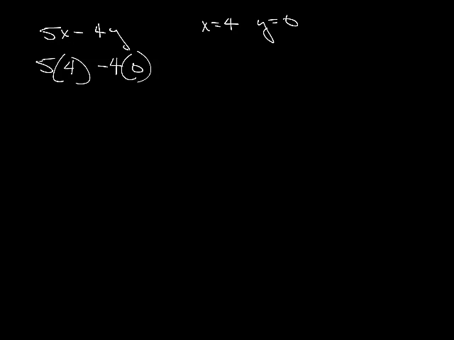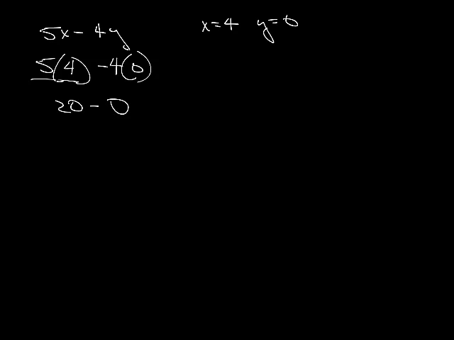Alright, so let's look at example 28. They give us one with two variables. They give us 5x minus 4y. And they tell me that x equals 4 and y equals 0 as one of my options. So again, parentheses, please. 5 times 4 is 20. 4 times 0 is 0, not 4. And you end up with 20 for your answer.